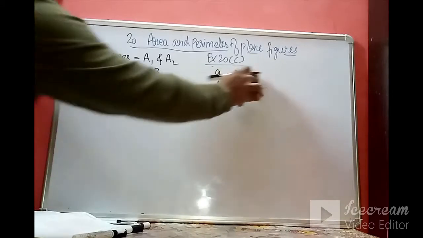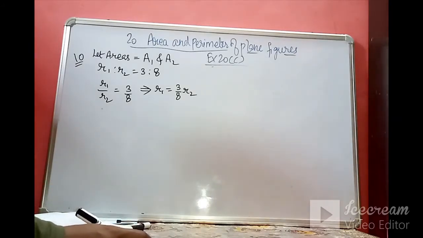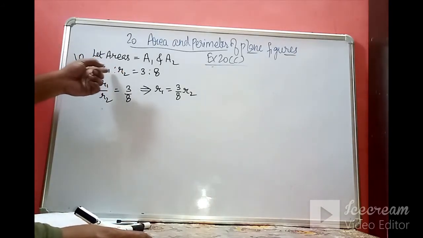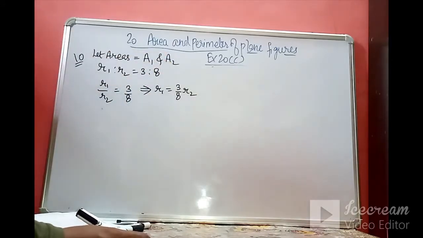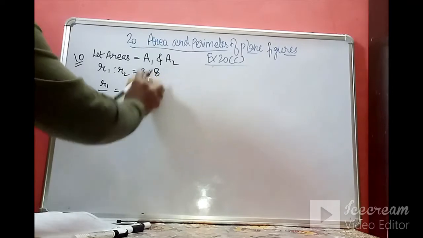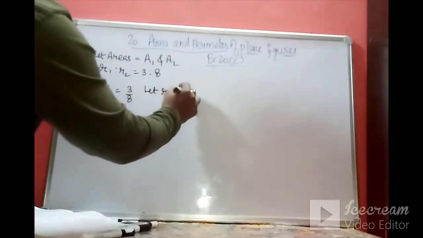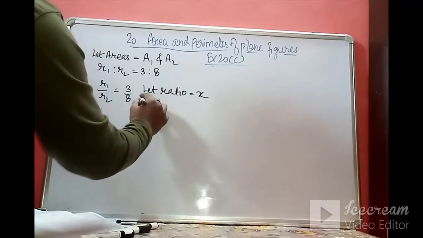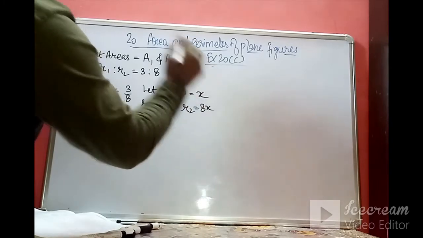Question number, okay, so in question number 10, let's see question number 10. The radii of two circles are in the ratio 3 is to 8. So let radius is R1 and R2, and let their areas are A1 and A2. Now what is given? It is given that ratio of these 2s 3 is to 8. So let's assume, let ratio equal to x. So R1 will be how much? 3x, and R2 will be 8x.